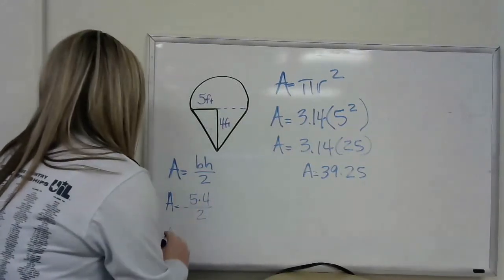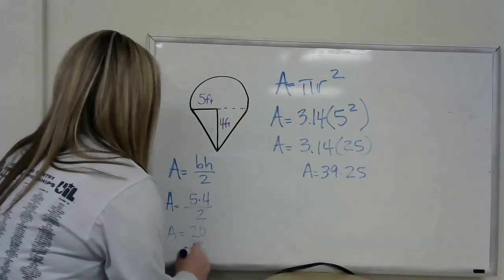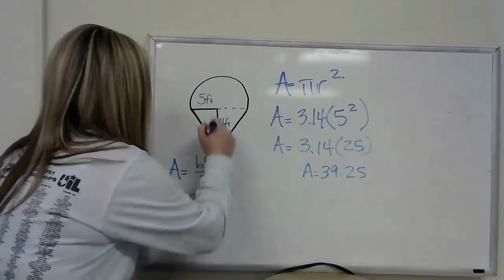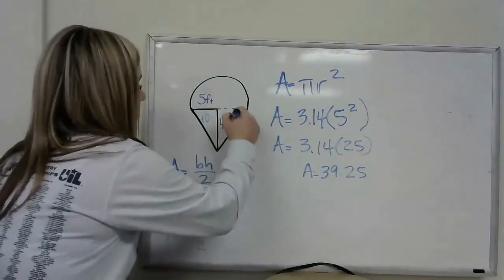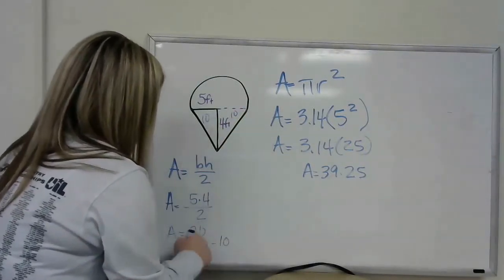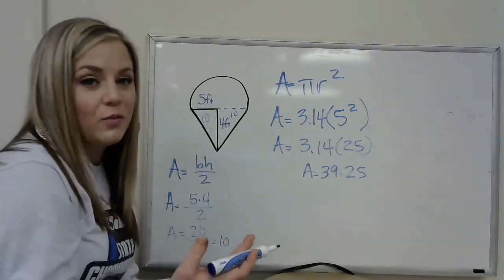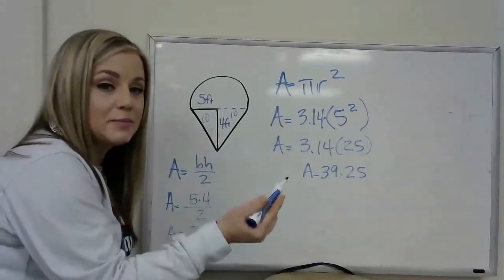So area is 5 times 4 divided by 2. 5 times 4 is 20. And 20 divided by 2 is 10. So the area of this triangle is 10, so the area of this one's going to be 10. So basically, we didn't even need to divide that in half. We could have just left it at 20, but it's up to you.